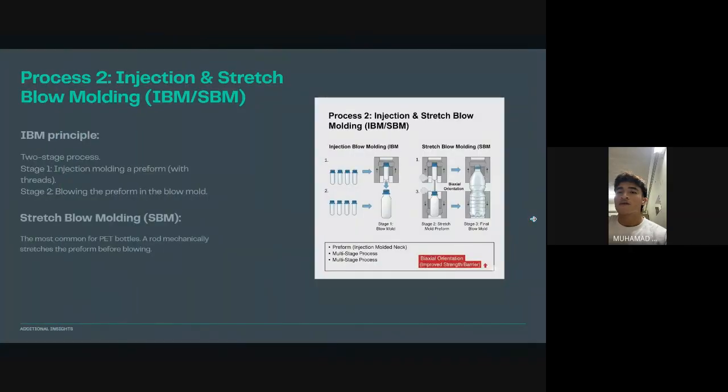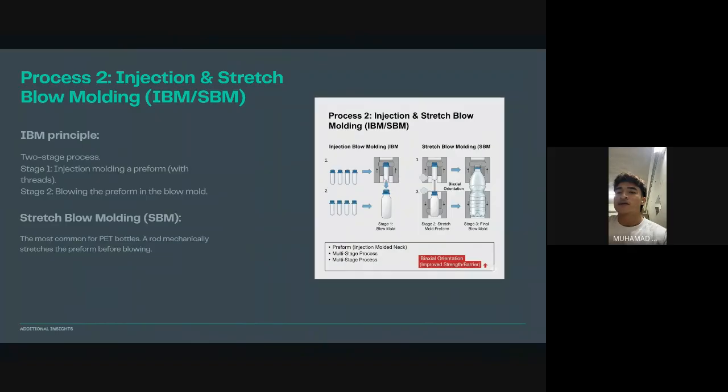Okay, next we have injection blow molding, also called IBM. This is a multi-step process, typically in two stages. The first stage forms the neck finish or threads. It is a precision form made via injection molding, creating a stable preform. The preform is then reheated and transferred to the blow mold for inflation.